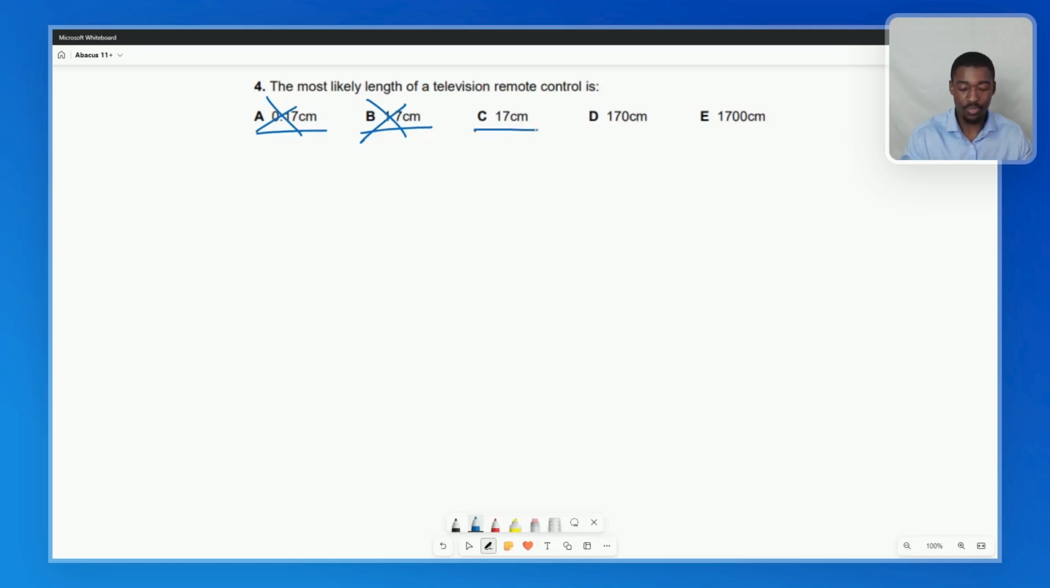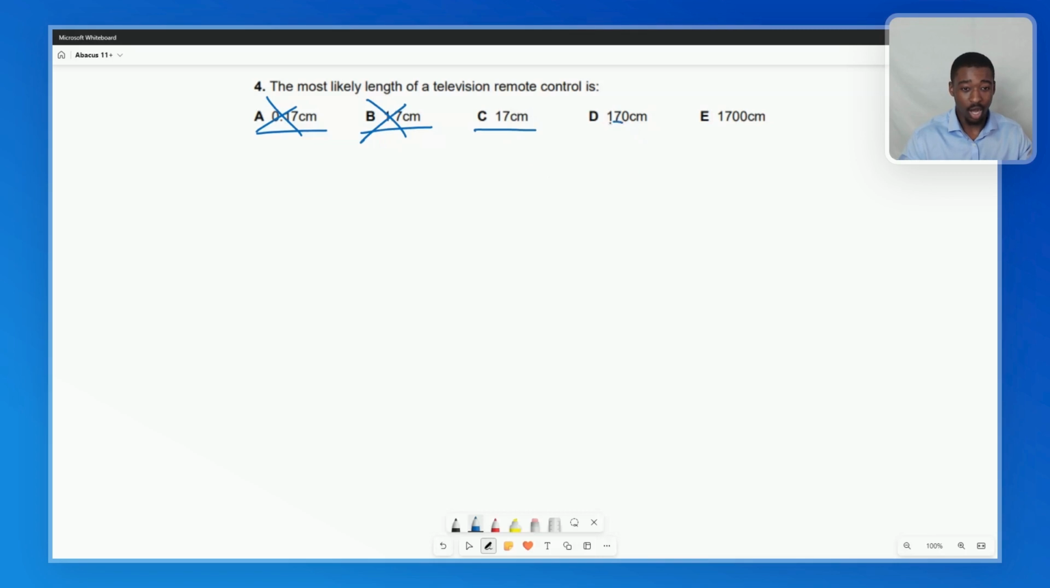17 centimeters. Now, this seems a bit more likely. Again, think of an object that you are familiar with, that 15 or that 30 centimeter ruler. Think about how big that is in your head. If we half that into a 15 centimeter ruler, and then we think about the size of a TV remote control, it's around that size, the 15 centimeter mark. And therefore 17 centimeters is reasonable. It's realistic.